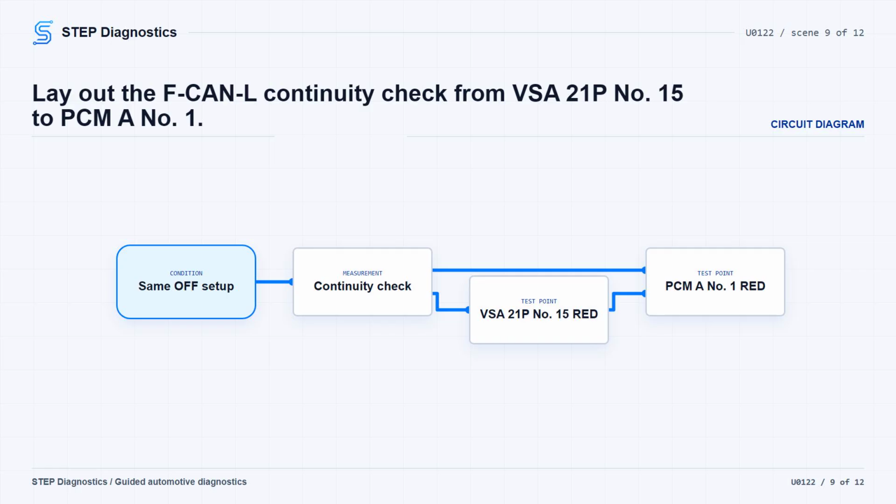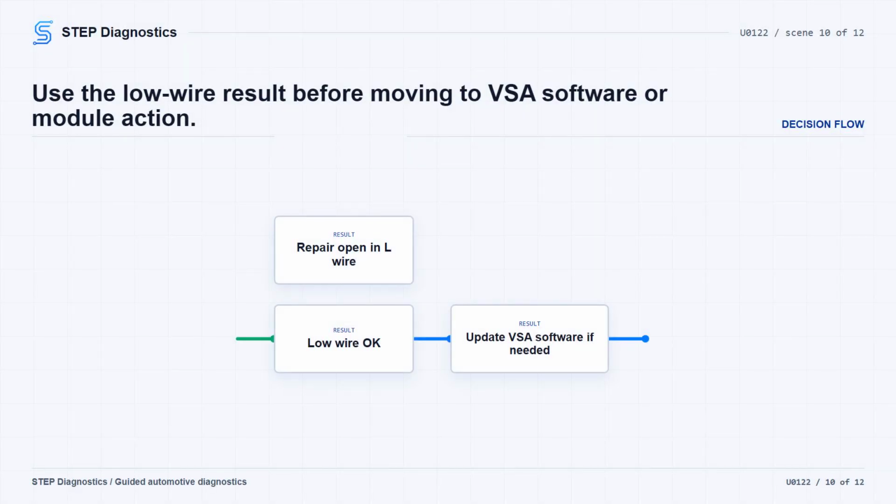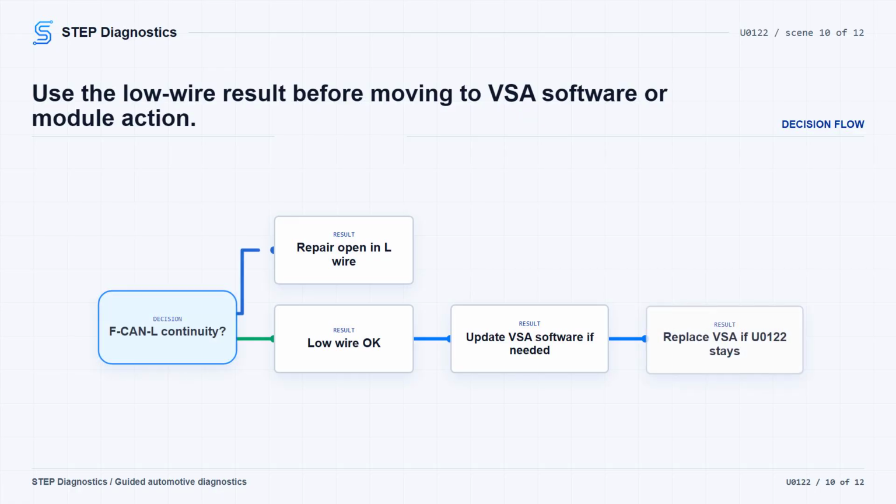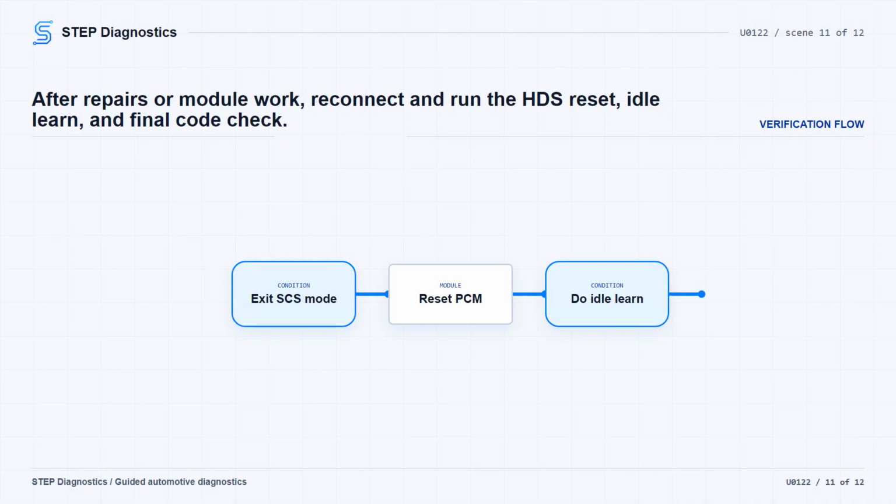If there is no continuity, repair the open in the FCAN-L wire between PCM A1 and the VSA Modulator-Control unit, then verify the repair. If there is continuity, the FCAN-L wire is okay. At that point, update the VSA Modulator-Control unit if it does not have the latest software, then verify the repair. If U0122 is still indicated after the update, replace the original VSA Modulator-Control unit, then verify the repair again. Keep verification separate from the wire testing.